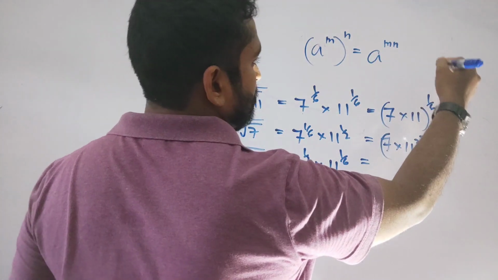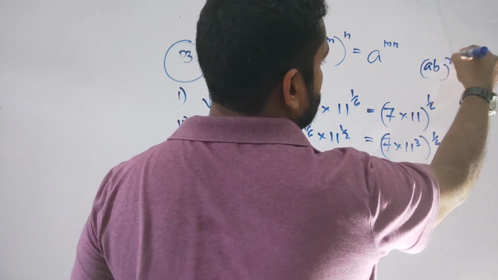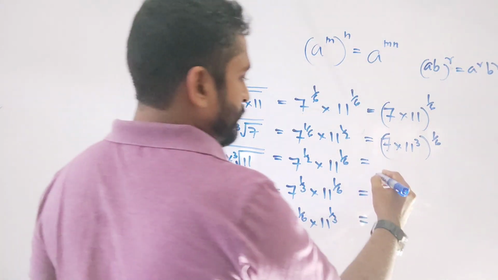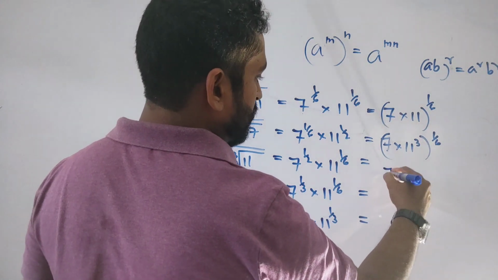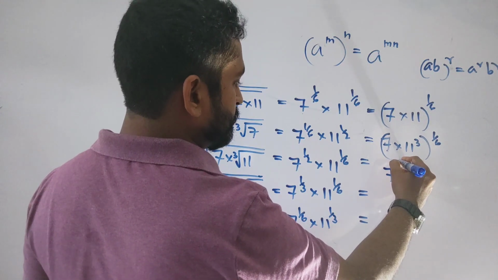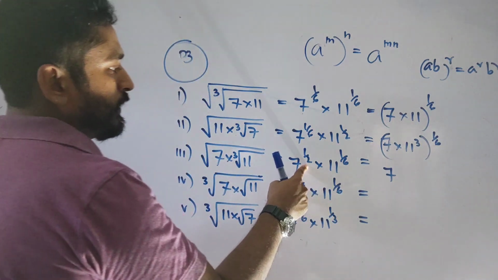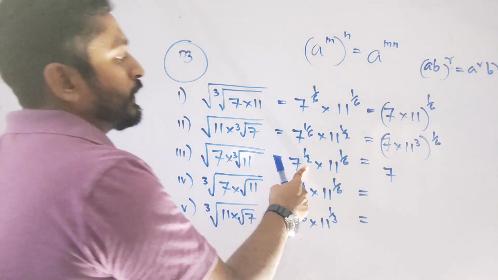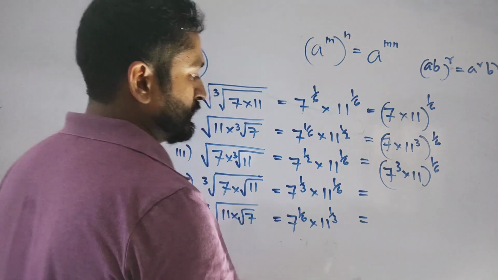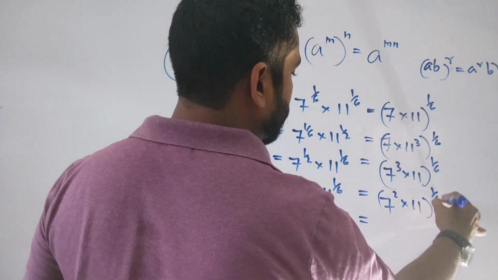So the properties of integers, or rules of integers, I am using here: ab to the power r is a^r b^r, right? So here it is going to be 7 to the power 3. So you have to have 1 by 2 here. Yeah, it is going to be 7 to the power 3 into 11, 1 by 6. Here 7 to the power 2 into 11 into 1 by 6.